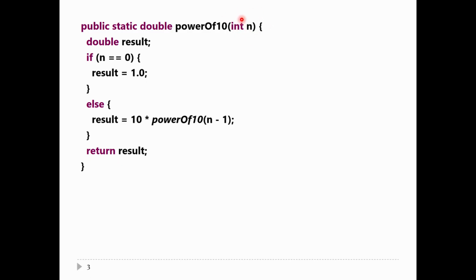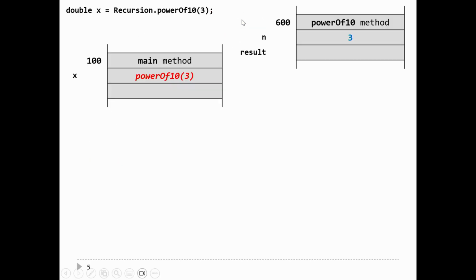If our method has a parameter, n, then in the chunk of memory that power of 10 is running in, there's a little box called n that stores the value of the parameter. So we're calling power of 10 with the value 3. Now what does power of 10 do if the value is 3? Well, it's not the base case, so it falls into the recursive case. And the recursive case says compute 10 times power of 10, 2.